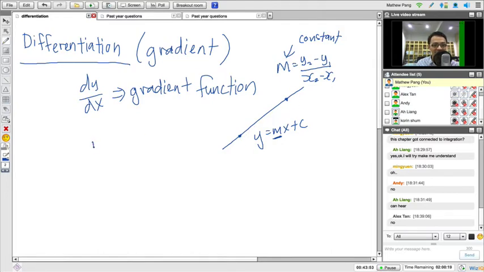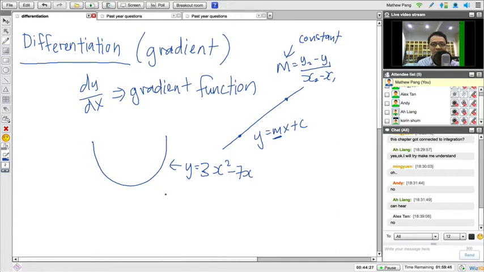But for a curve, let's say I have a curve over here, you will find that the gradient keeps on changing at every coordinate. So for example, now I want to find the gradient for this curve. I randomly give the curve an equation, let's say y = 3x^2 - 7x. Now I have the equation for this curve, and I want to find its gradient.